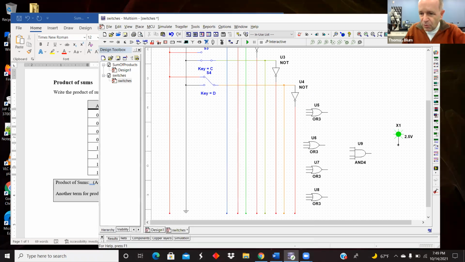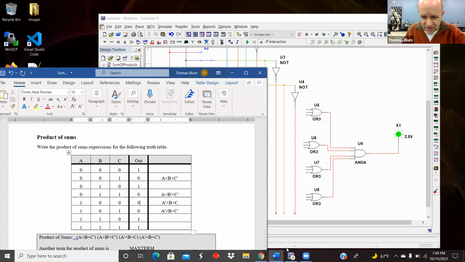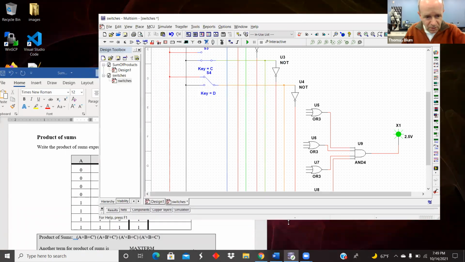I'm going to connect the probe to the AND, and the AND to each of the ORs, because that's almost mindless. And then we have to think a little bit more when we're connecting to see if we're connecting to the primes or the non-primes here. So here's the product of the sums. Now let's get the sums. Let me put this where I can see it while I'm working on it.